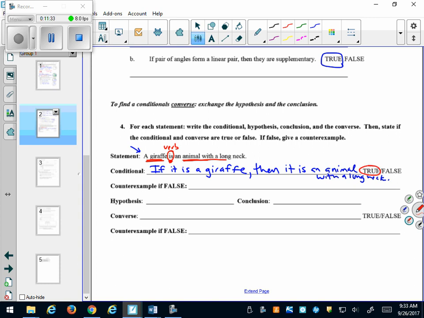But let's write the counterexample. I'm sorry, the converse. So we're going to identify what the hypothesis is. There's no counterexample because it's true. The hypothesis is it is a giraffe. The conclusion is it is an animal with a long neck.